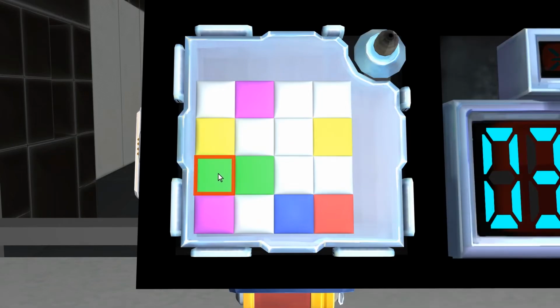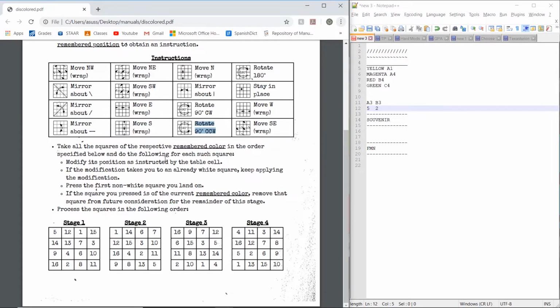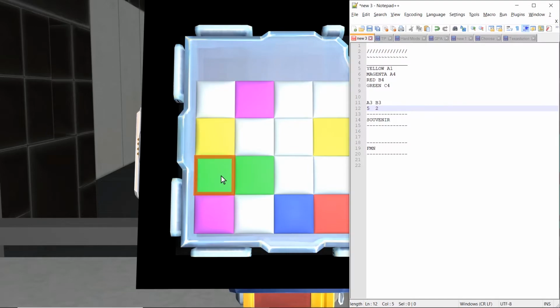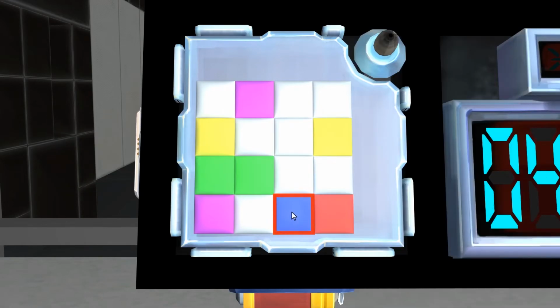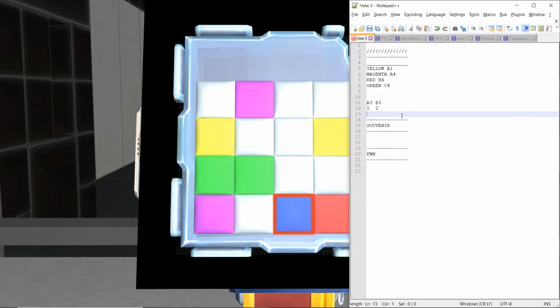Alpha 3 going counterclockwise would be here, and then we would cross this. However, I'm going to go over all the movements, because I didn't cover them all. So, I'll just keep this as a note.